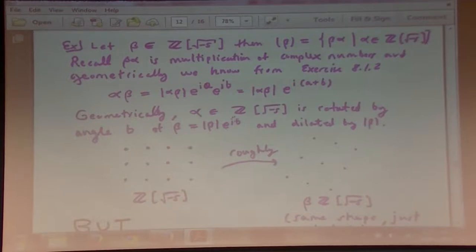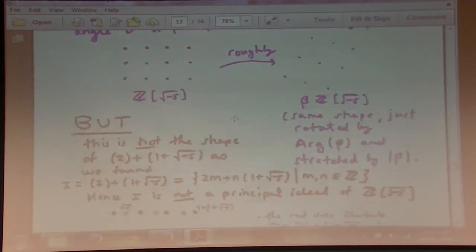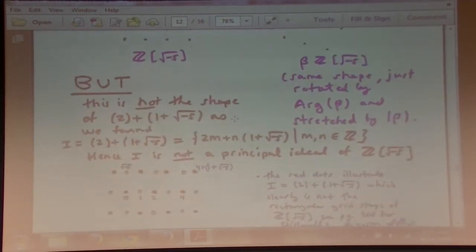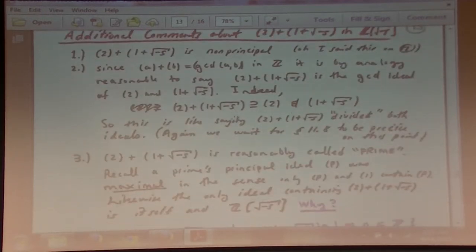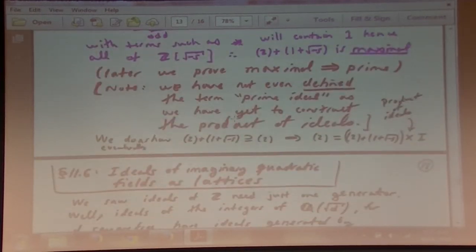That's one of the comments I wanted to expand on there. Of course, we already saw that it's not the same shape as the ideal generated by 2 plus the ideal generated by 1 plus the square root of minus 5, not the same shape. Because it's kind of this tilted thing. It's not just a rotation of a right angle rectangular grid. It's more of a parallelogram thing. Anyway, here are some more comments.